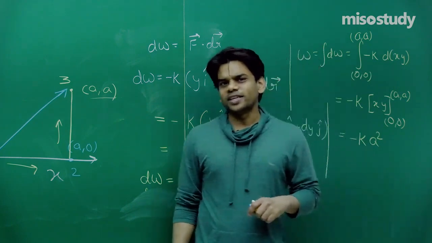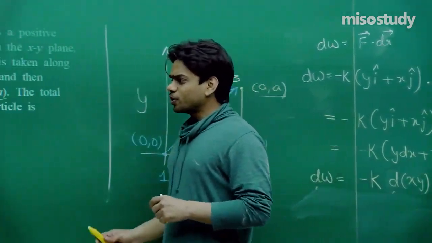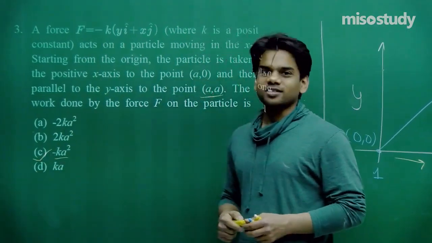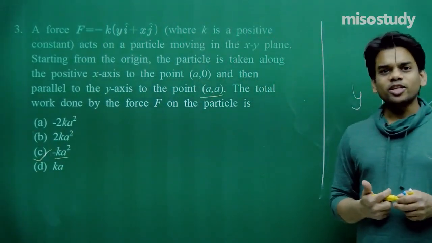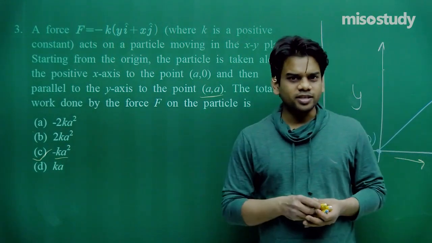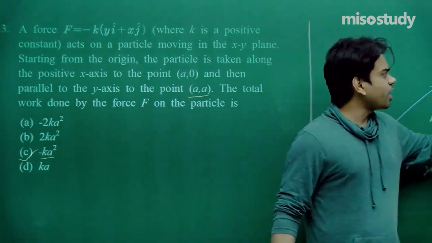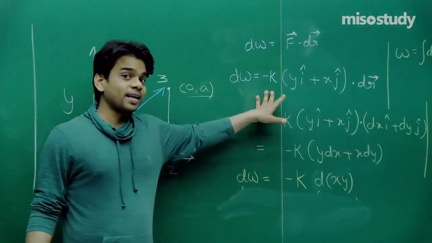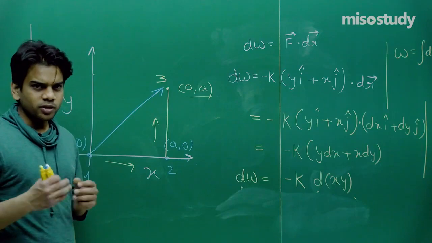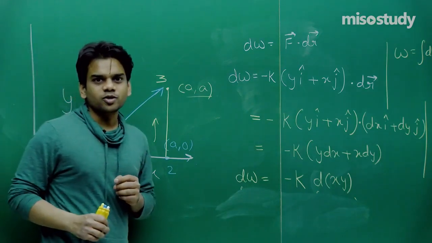Let's check the option that we will be getting. The option that matches is minus k a square. Option C is the correct answer, minus k a square. Now in this problem, what a student actually finds difficult and tricky is that he thinks he is unable to solve after this step. And second, he thinks, if the path is given in this way, how to solve it? This is the trick actually hidden in this question.